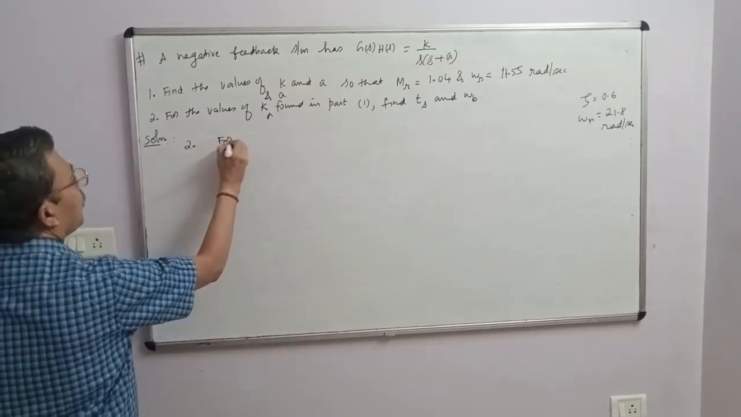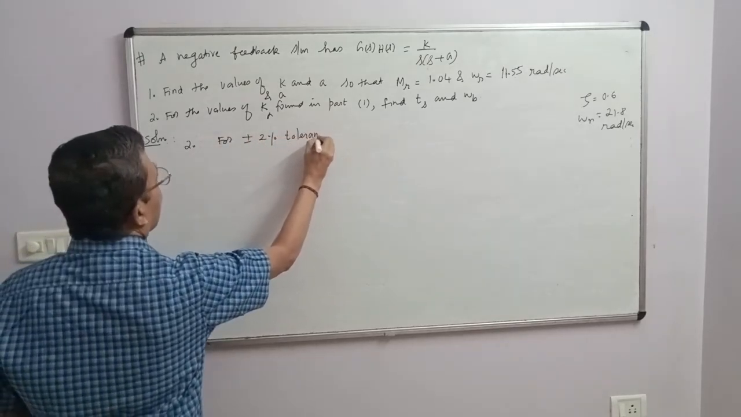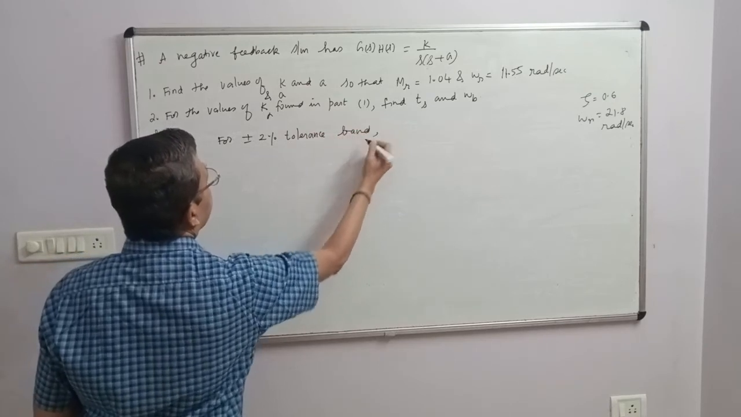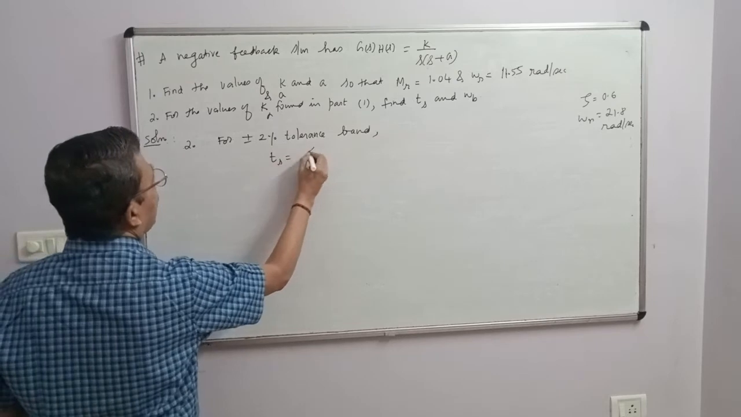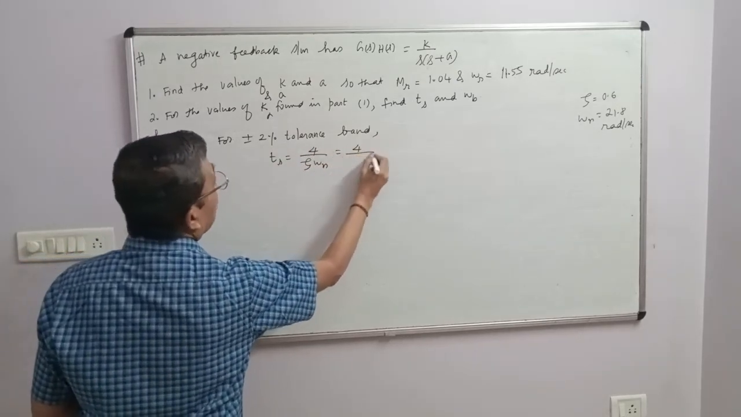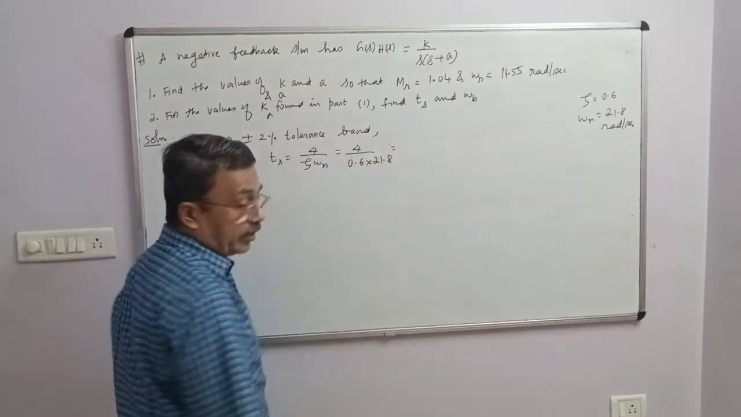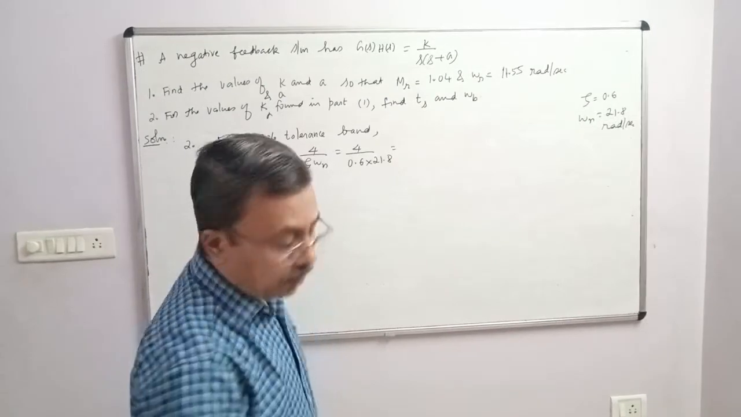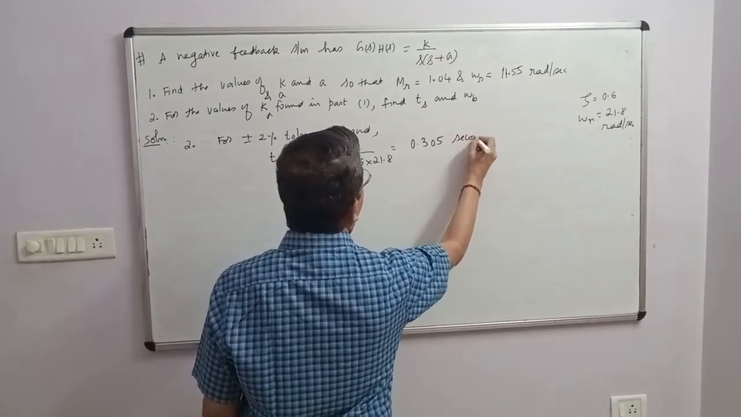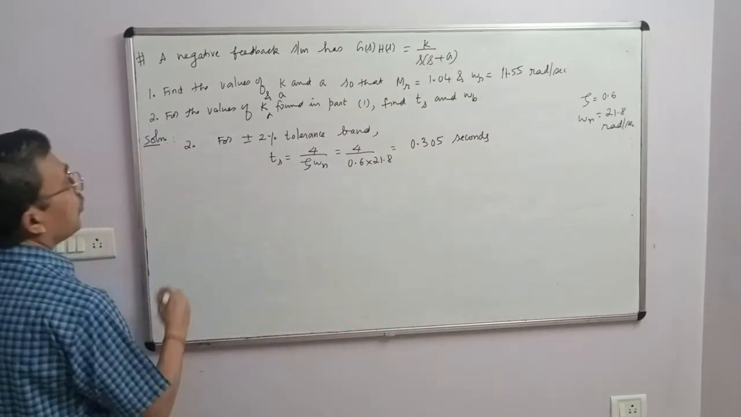For plus minus 2% tolerance band, settling time Ts is equal to 4 by zeta into omega n. 4 divided by, zeta is 0.6, omega n is 21.8. So you will get 0.305 seconds. Next we want to find bandwidth.